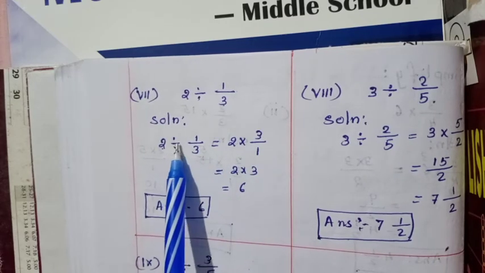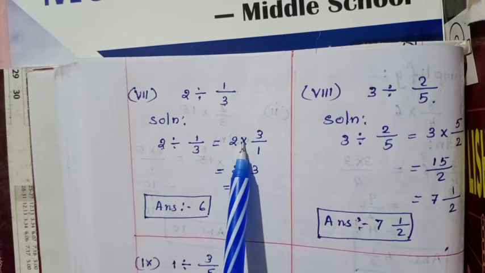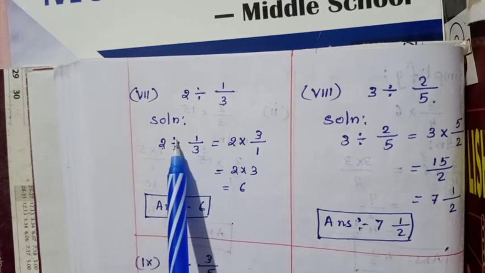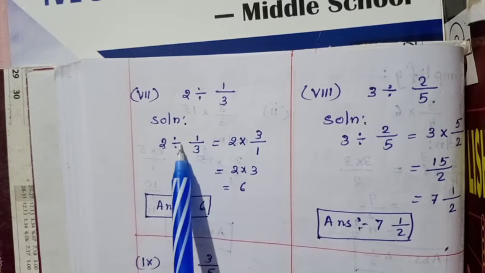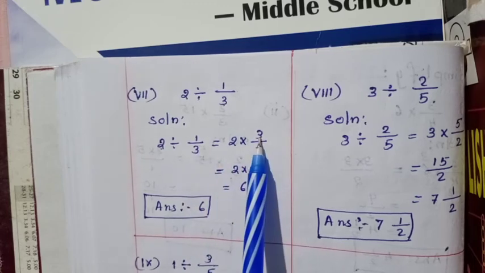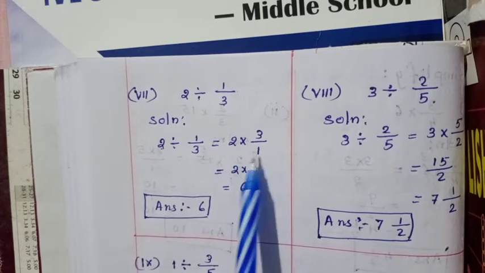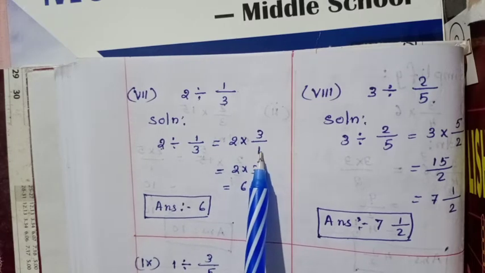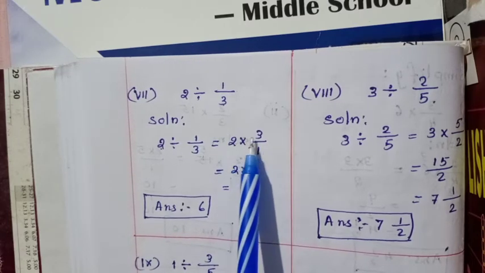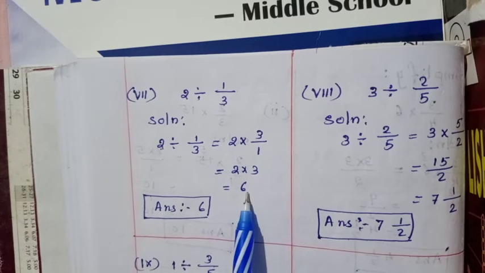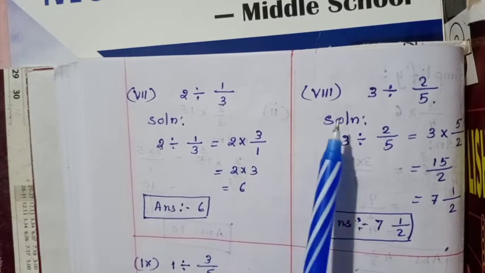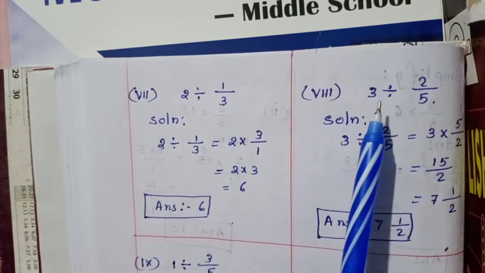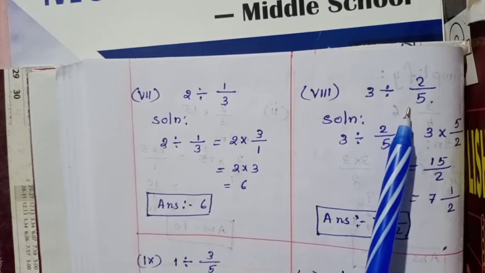So the symbol division we change and write into. Then after that division symbol, 1 by 3 is the number, and we will write its reciprocal, 3 by 1. So now next check, in the denominator only 1 remaining. So numerator 2 into 3. 2 into 3 is equal to 6, which is the answer. Next number 8. 3 divided by 2 by 5.